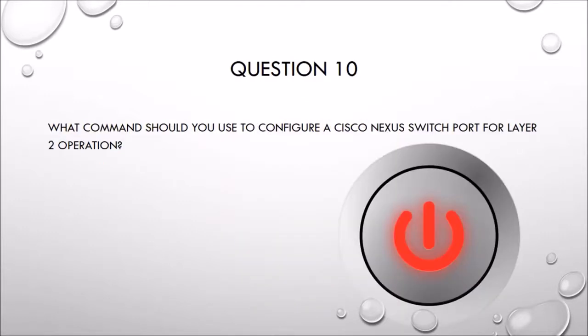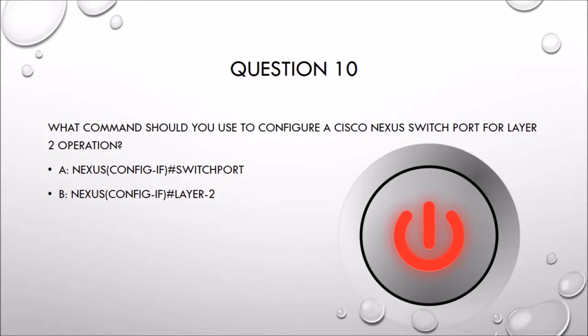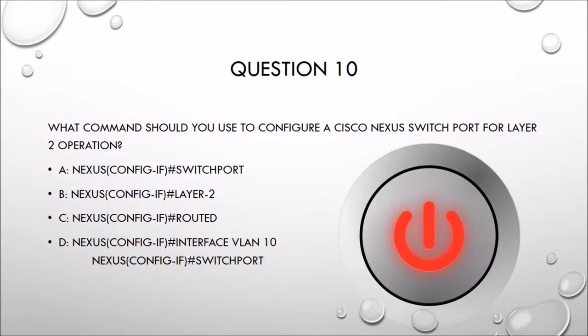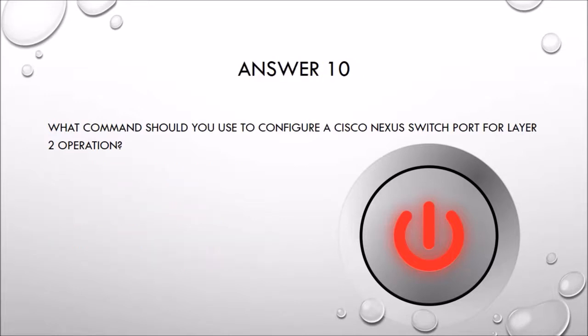Question 10. What command should you use to configure a Cisco Nexus switch port for layer 2 operations? Is it the command switchport, the command layer 2, the command routed, or the combination of commands interface VLAN 10 and then the command switchport? And the answer is A, the command is switchport. Using the command switchport will tell the physical port to not be a layer 3 routed port, but to use layer 2 functionality.